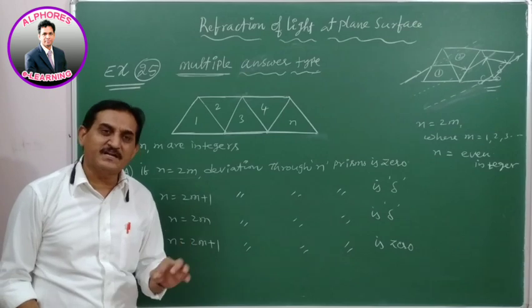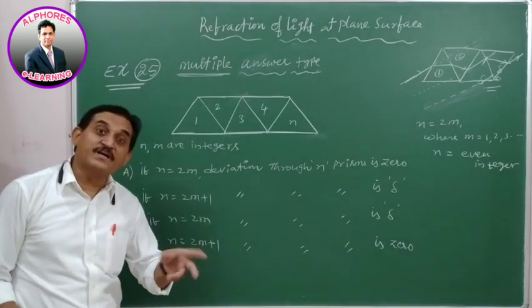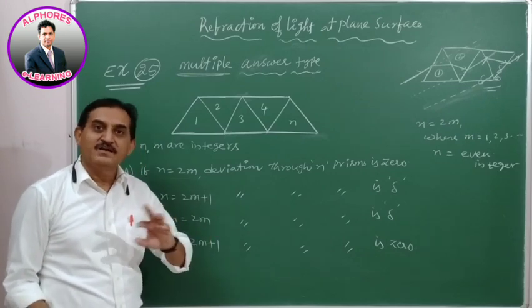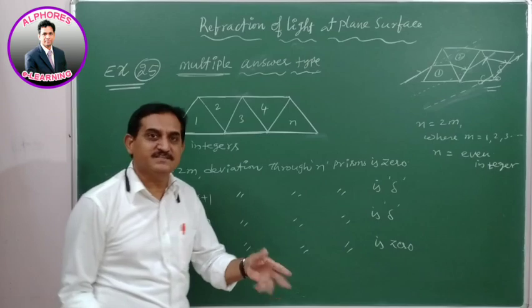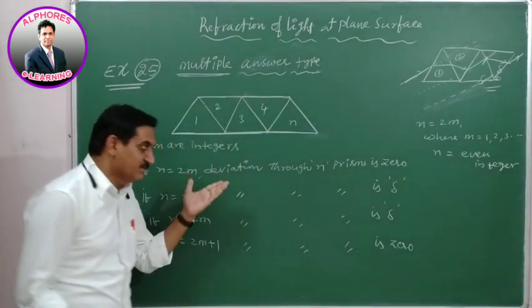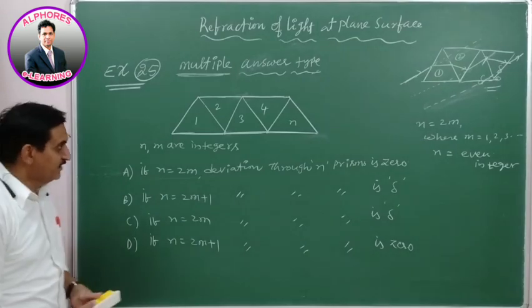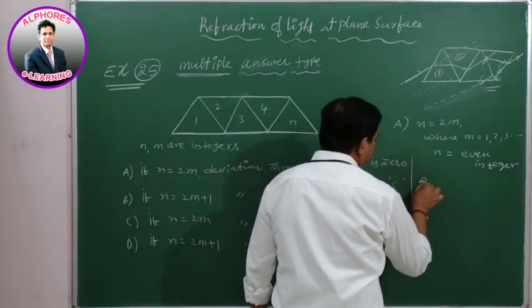Two prisms kept in contact in this way, reverse with each other, and four kept in contact, 0, 6 kept in contact, 0, 8, like that. Even numbers of prisms are kept like this. Then the net deviation is 0. And go for the second one, B.